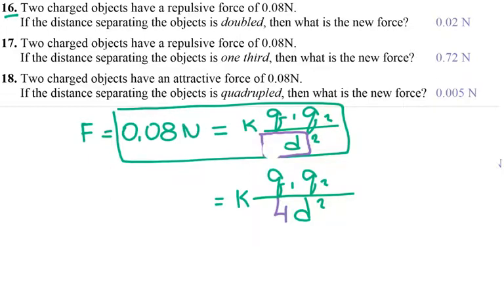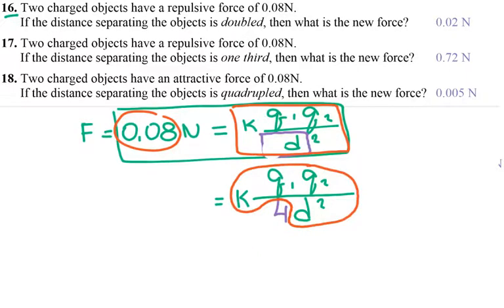What I see here is this. All this is 0.08. So the new force, and I'm going to mark it like this, is equal to 1/4 of it. So that means it is 0.02 newtons.